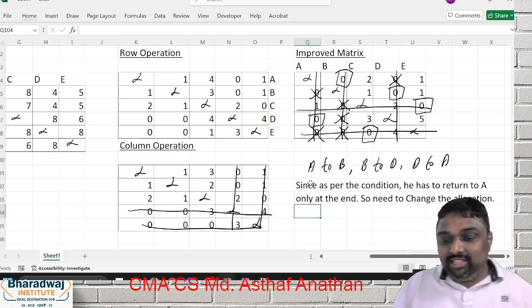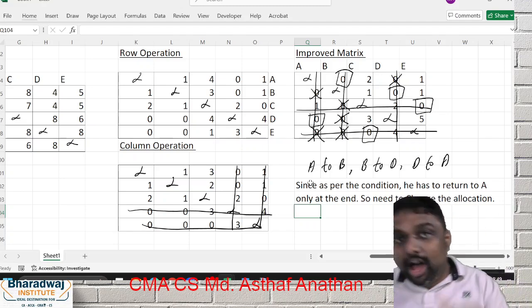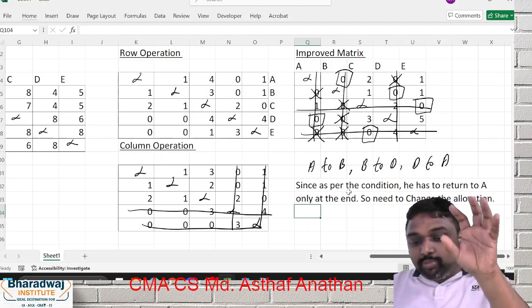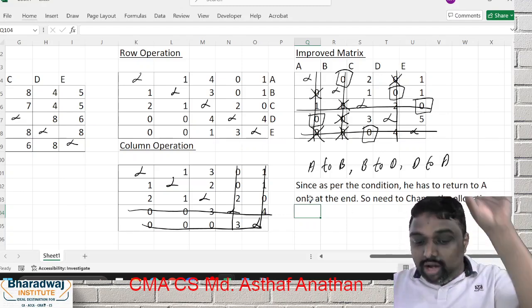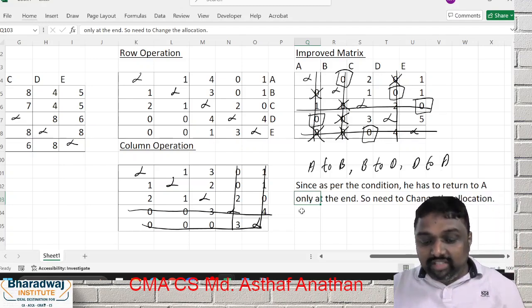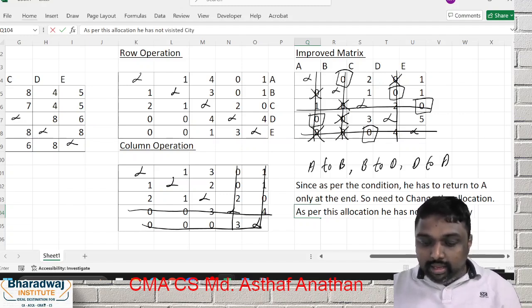How are we going to change? You are going to listen now, and you are going to get the answer. Are you ready, friends? Since as per the condition, he has to return to A only at the end, but here what happens from D? That means he has not visited, as per this allocation, cities B, C and E.